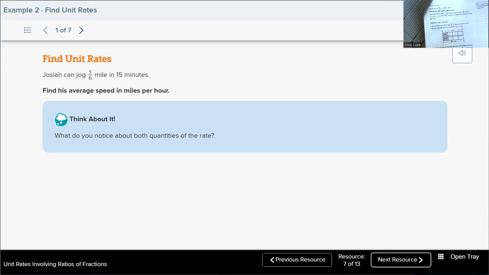Well, what do you notice about both quantities of the rate? So this one is in miles per minute, and we have to find his average speed in miles per hour. So what did we say 15 minutes was? What part of an hour? How much is 15 minutes? A quarter. Excellent. So we're going to have to think about it as a quarter.